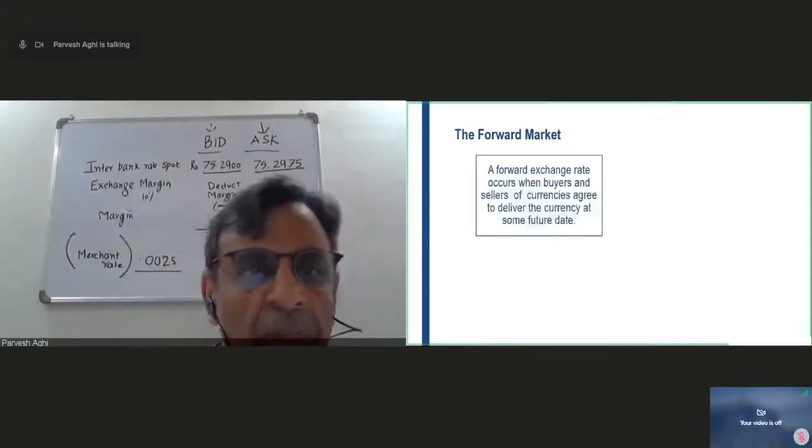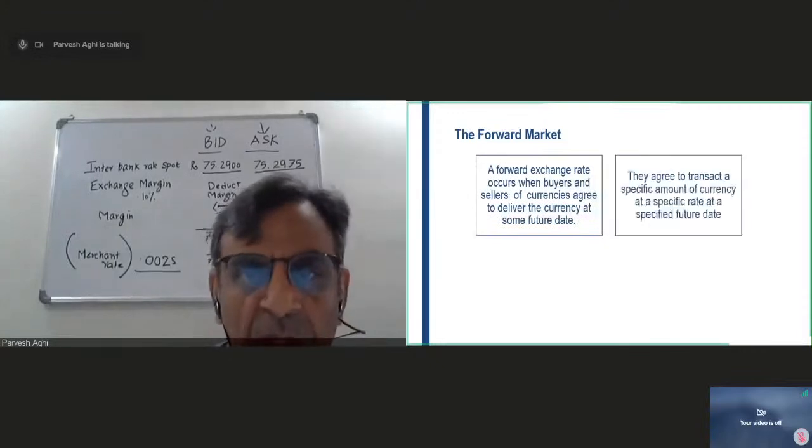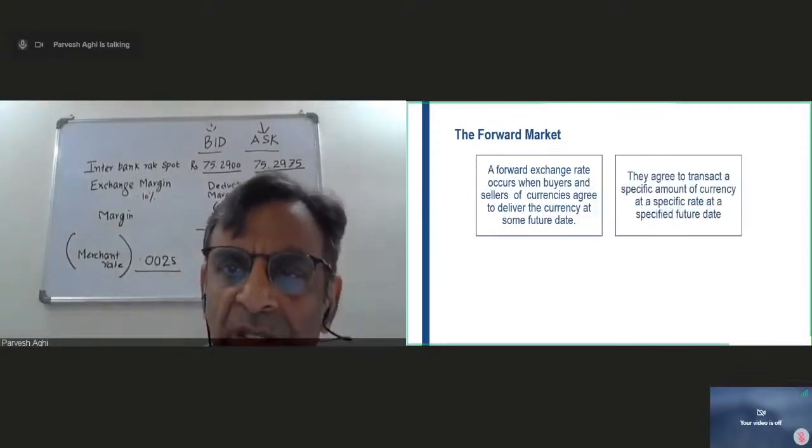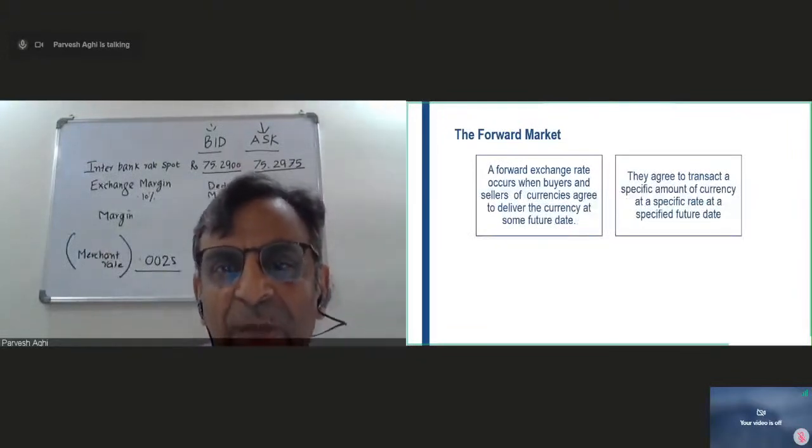Okay. So forward market. Forward exchange rate occurs when buyers and sellers of currencies agree to deliver the currency at some future date. Okay. Self-explanatory, which I have already explained. Nothing new. They agreed to transact a specific amount of currency at a specific rate at a specified future date.